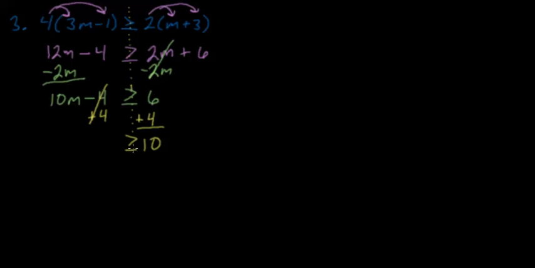Bring down the greater than or equal to sign. Bring down this 10m. And now lastly, I go ahead and divide both sides by 10, a +10. So I'm left with m is greater than or equal to 1. So this is my solution right there.